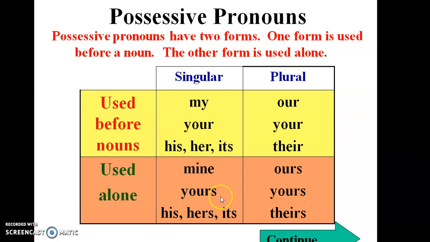Possessive pronouns have two forms. One form is used before nouns, and the other form is used alone. Used before nouns, singular forms: my, your, his, her, and its. The plural forms: our, your, and their. Used alone, the singular forms: mine, yours, his, hers, its. Also, in the plural, you use them alone: ours, yours, and theirs.